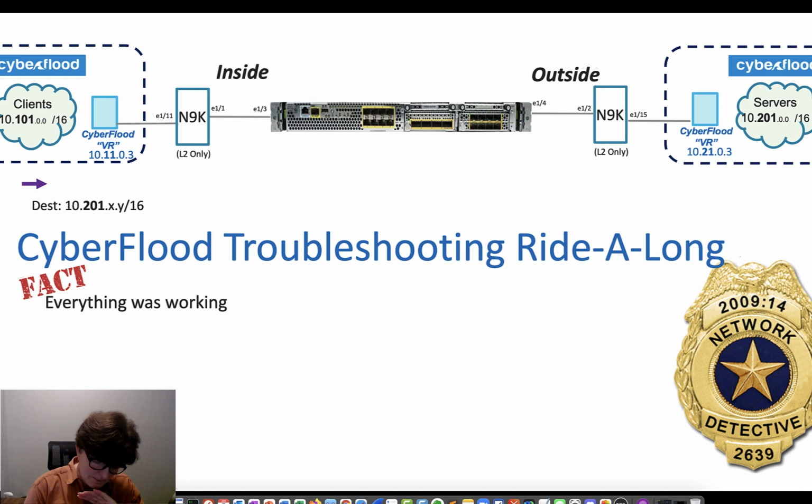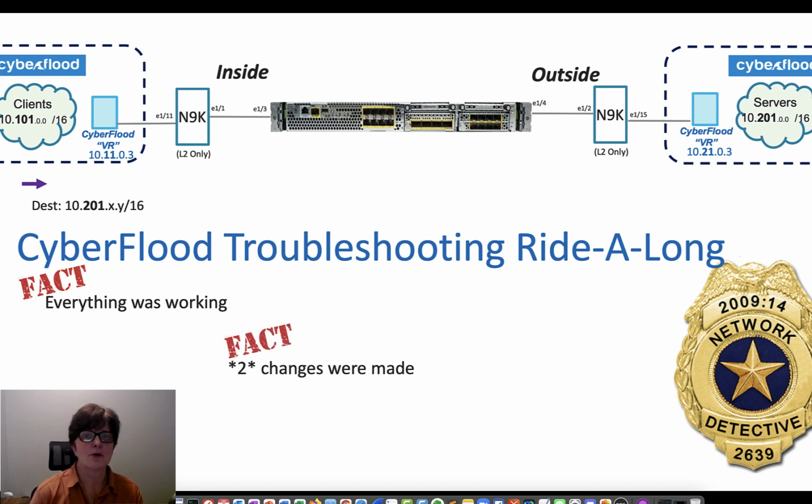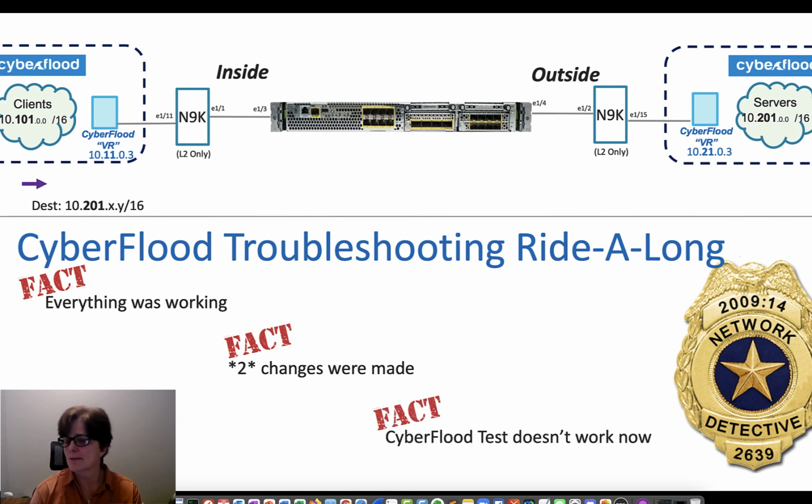So everything was working. Two changes were made. Unlike a normal network, I'm going to tell you only two changes were made, and because of those two changes, now the CyberFlood test doesn't work. So these are our facts. Everything was working, I made two changes, and the CyberFlood test doesn't work anymore.